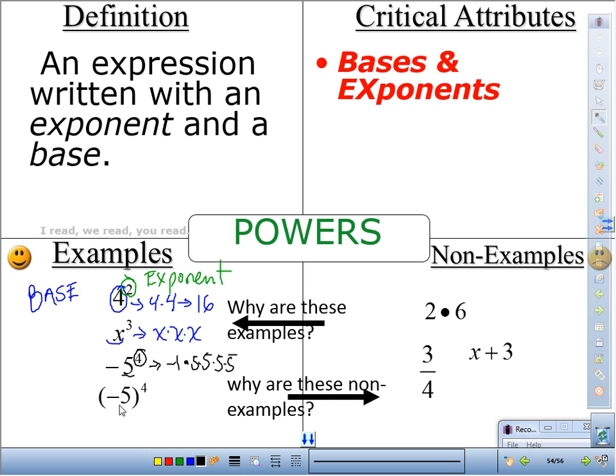Now check this out. Now look at this one. What's inside of the parentheses? -5. And this says to multiply itself how many times? 4. This becomes -5 times -5 times -5 times -5. So check this out. Are these the same sign? Yeah, so the answer will be a positive for those two. How about this one? A positive, so positive times positive, so then the answer is a positive. 5 times 5 is 25. 25 times 25 is 625.